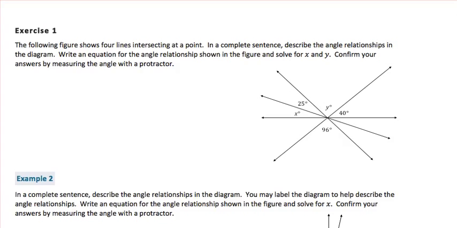Exercise 1. We have 4 lines intersecting at a point. It is, of course, a circular relationship and vertical angles, as well as straight angles, or straight lines. Same thing, but don't want to confuse you.